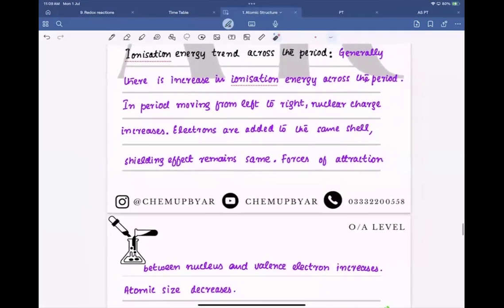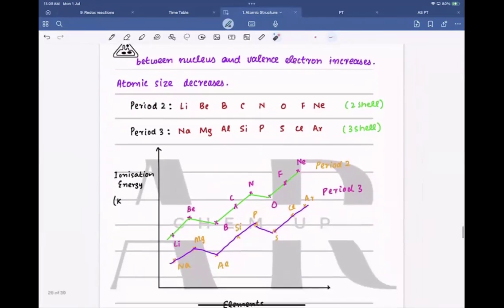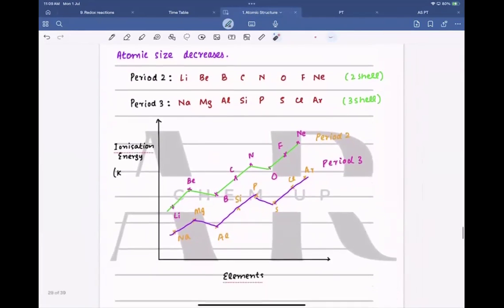So just read over here. That's what we have discussed. Any confusion till here? No? Okay, it's all clear. Now, that is the general trend.